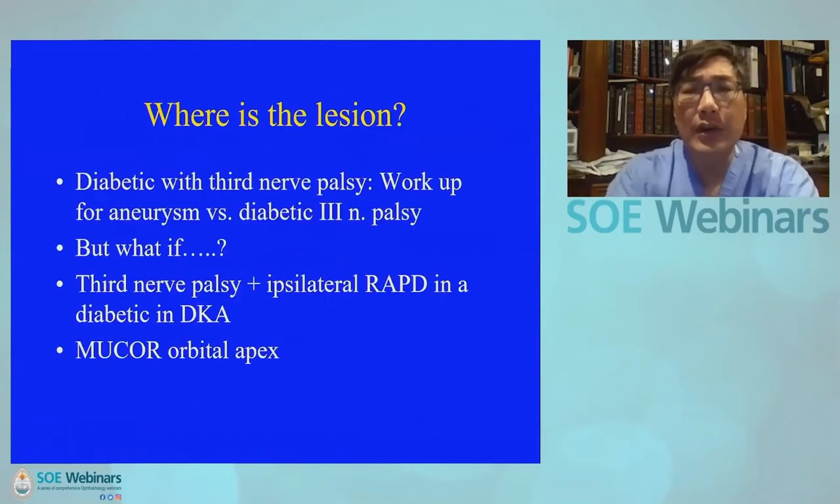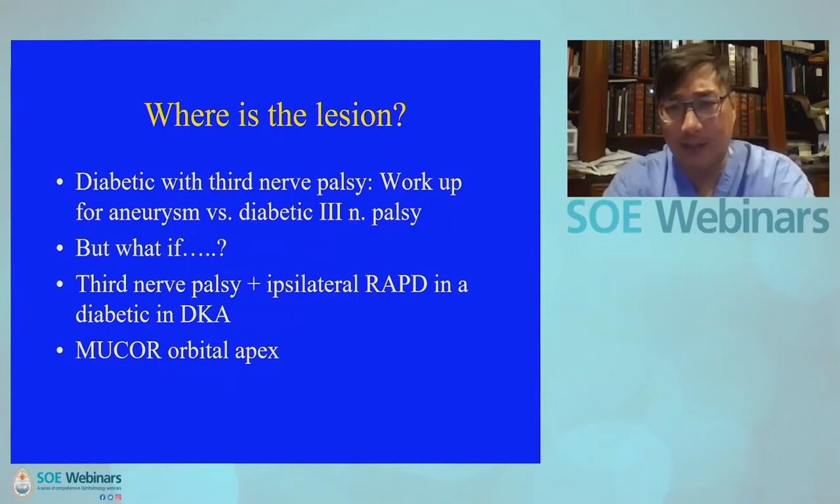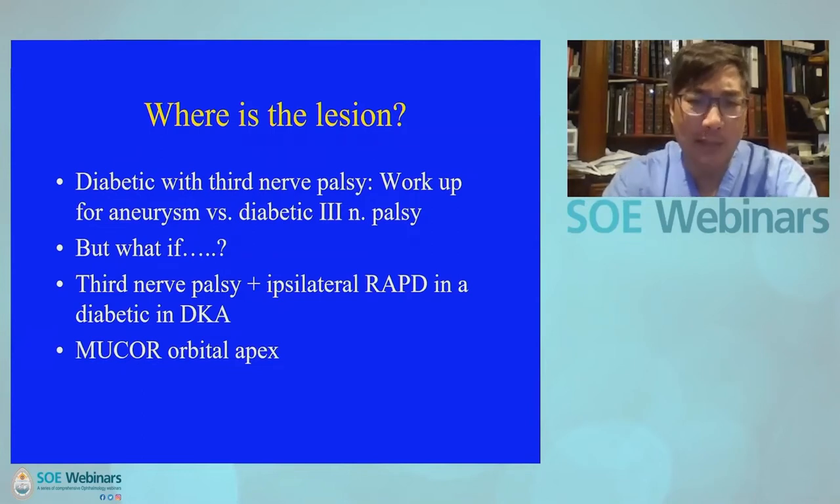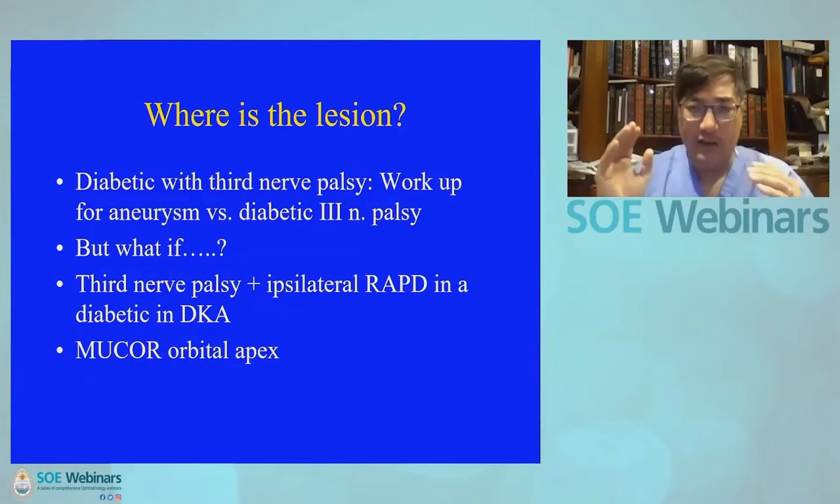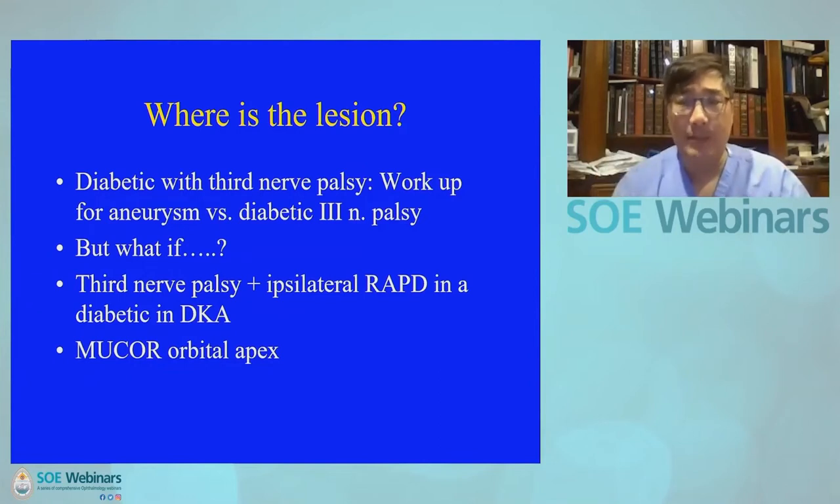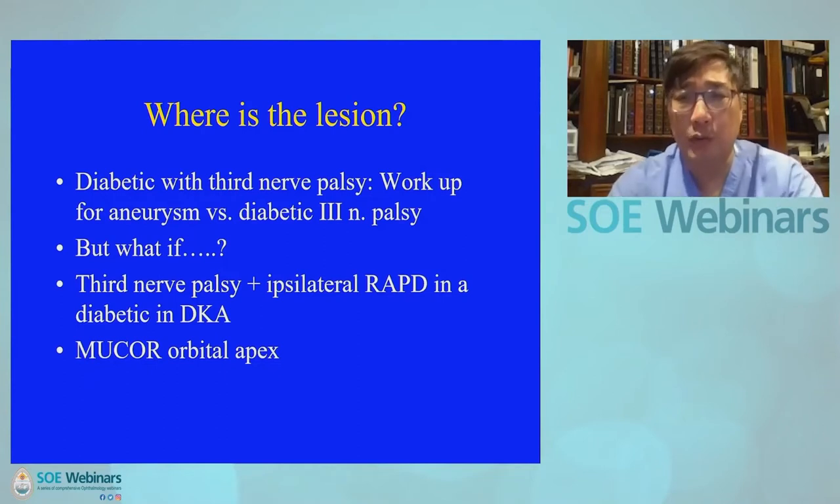And so the key question is, when you're dealing with a third nerve palsy in a diabetic patient, such as in our case, you're asking yourself, do I need to work this up? Is this a diabetic third? And if you add in the RAPD, then that's not aneurysm anymore. So once you have the afferent and efferent, the RAPD, and in a diabetic, the thing we'd be worried about is an orbital apex lesion, such as mucor, but you should also be thinking about pituitary apoplexy.